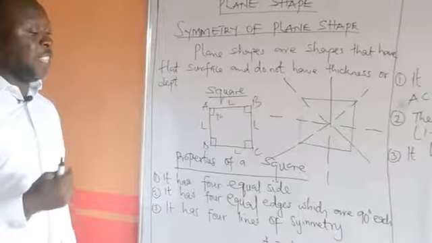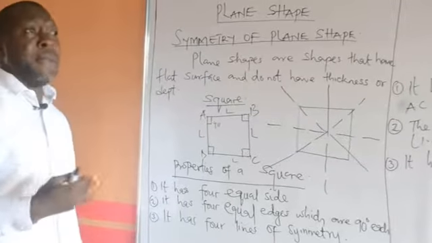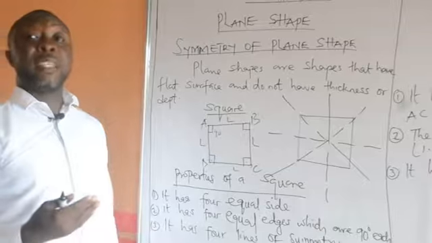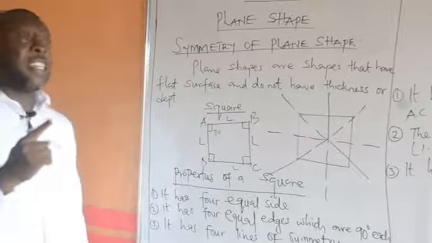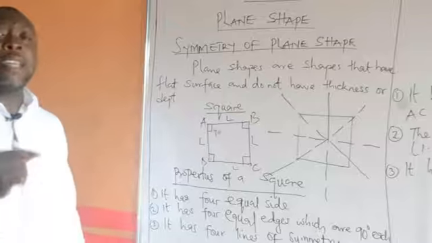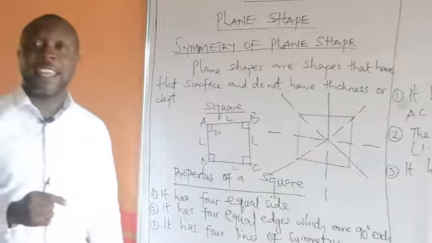And the unit is always a square unit. What did I mean by square unit? If the side is given in centimeter, the area unit will be centimeter square. If it is in meter, it will be meter square. Is that taken?